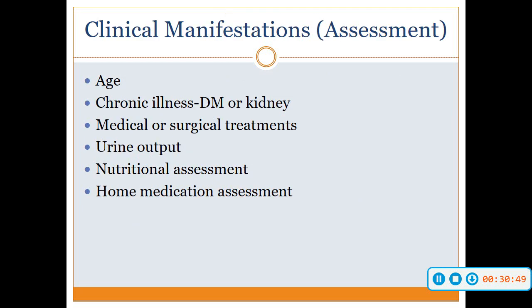So, clinical manifestations and assessment. Age: our kidney function decreases with age, so that will automatically put our patient at higher risk for developing hyperkalemia. Chronic illness like diabetes or kidney disease, and medical or surgical treatments. We're going to monitor our urine output. Obviously, if we're not making any, we're going to be holding our potassium. Nutritional assessment: what are they eating? And home medication assessment.